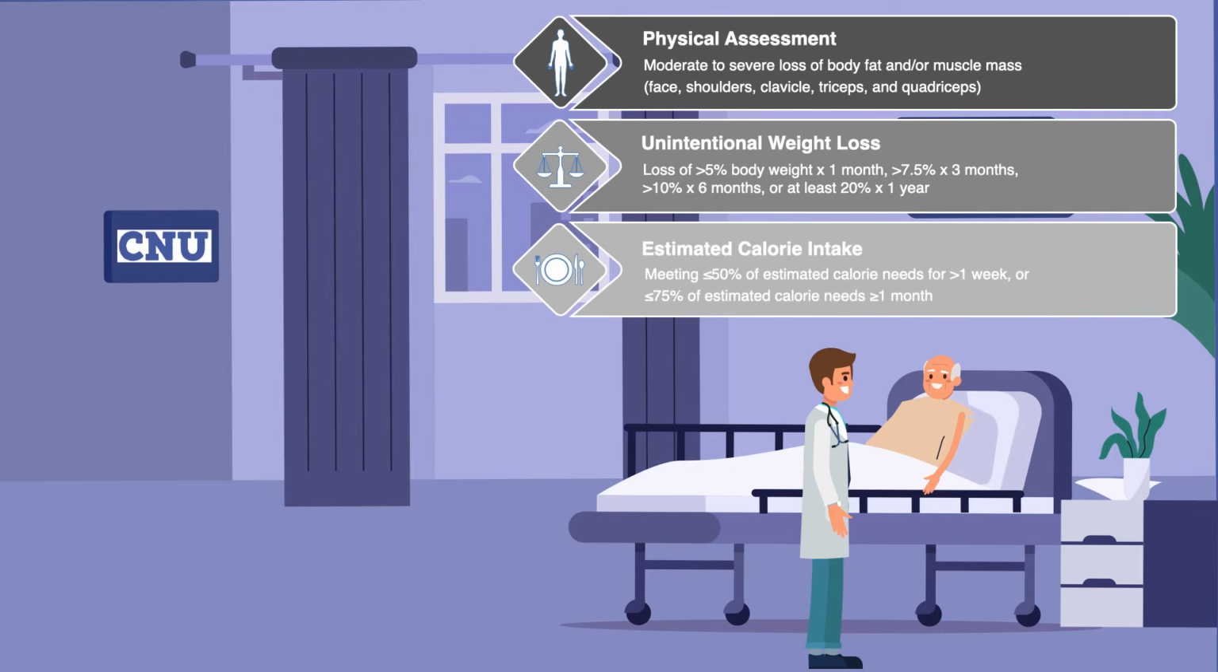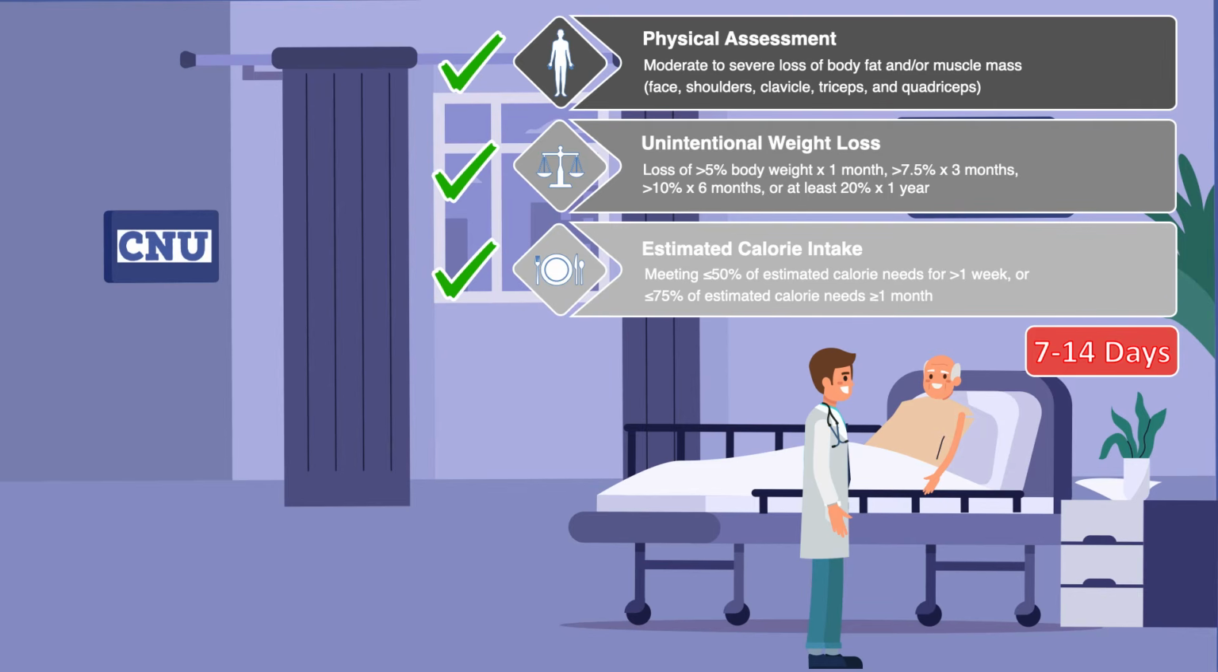For estimated calorie intake, the patient will be meeting less than or equal to 50% of estimated calorie needs for greater than 1 week, or less than or equal to 75% of estimated calorie needs for 1 month or longer. Sometimes, we see this written more plainly as inadequate oral intake or an anticipated inadequate oral intake for 7 to 14 days. A patient does not have to satisfy all of the criteria to be considered for enteral nutrition. However, the more criteria he or she meets, the stronger the case to begin it.